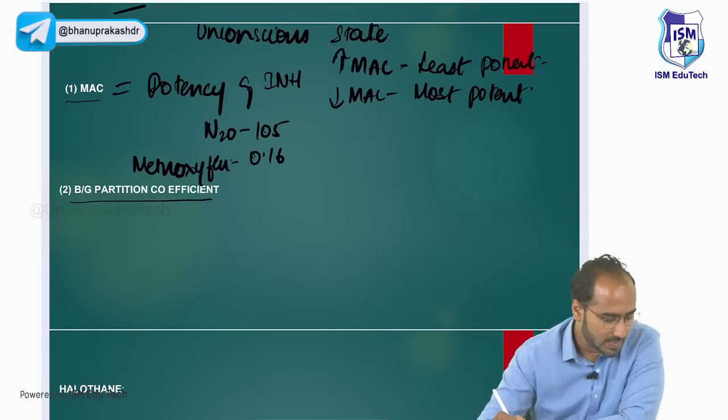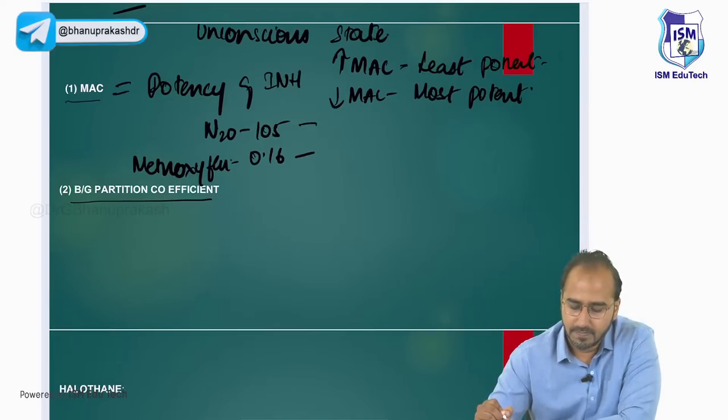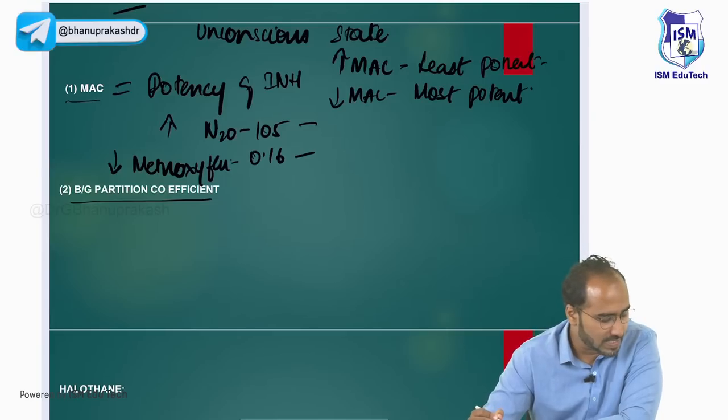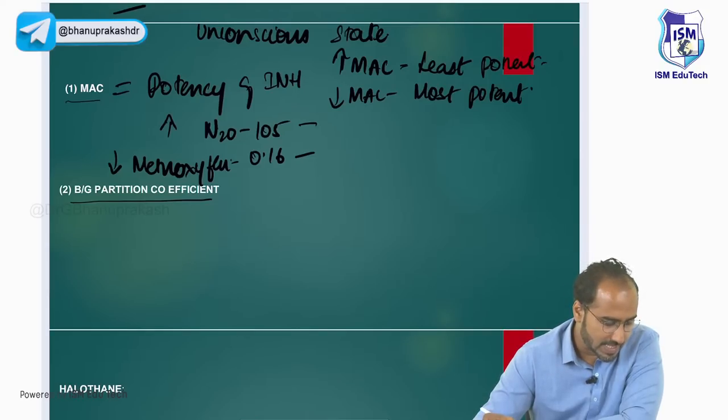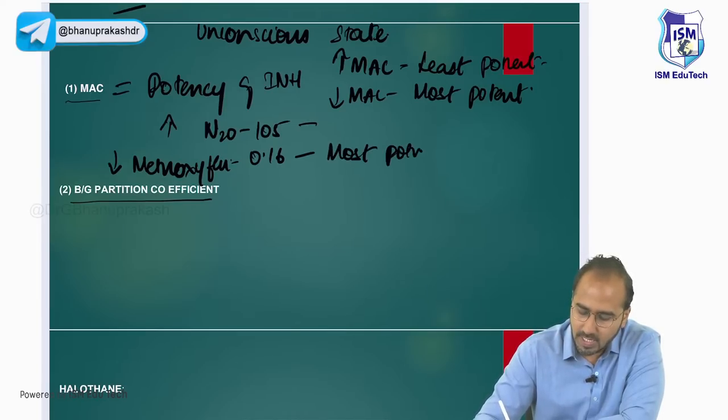Now you guys tell me which is the most potent and which is the least potent. High MAC value, low MAC value. Come on, guys, I'm waiting for your answers. Which is the most potent? Very good. Methoxyflurane is the most potent. Why is it the most potent? Because it has a low MAC value.